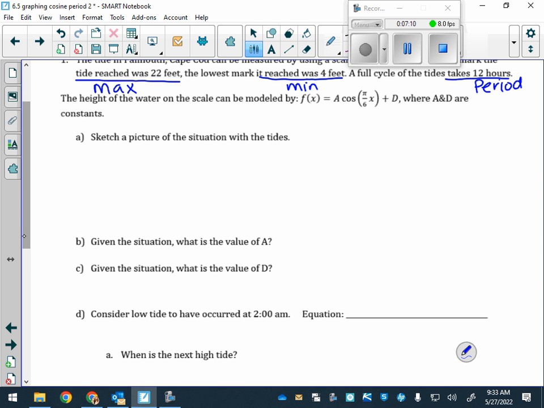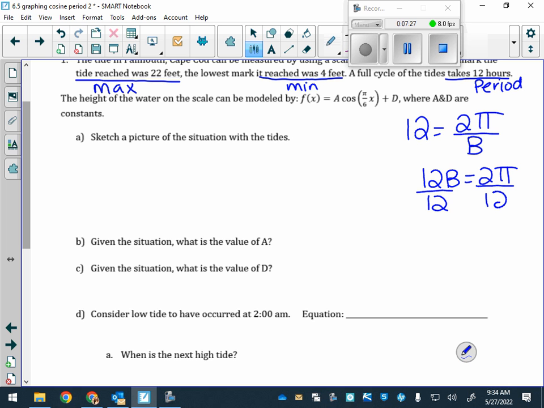Now, how we got the pi over 6? Well, if the period is 12 hours and it's 2 pi over b, we haven't seen this yet, 12b equals 2 pi, so b equals 2 pi divided by 12, and that's how they got the b value of pi over 6. Okay? So our b value is in radians because we're doing real life, right? We're talking about hours, which is a numerical value.